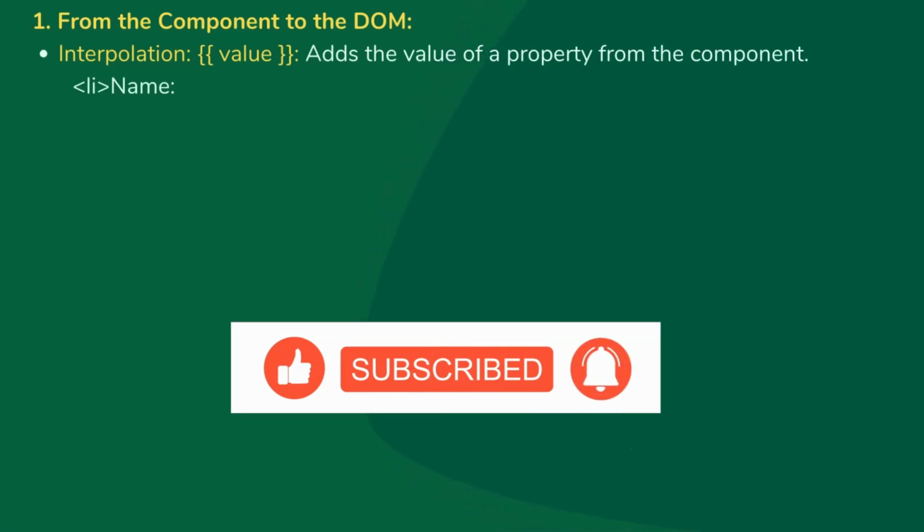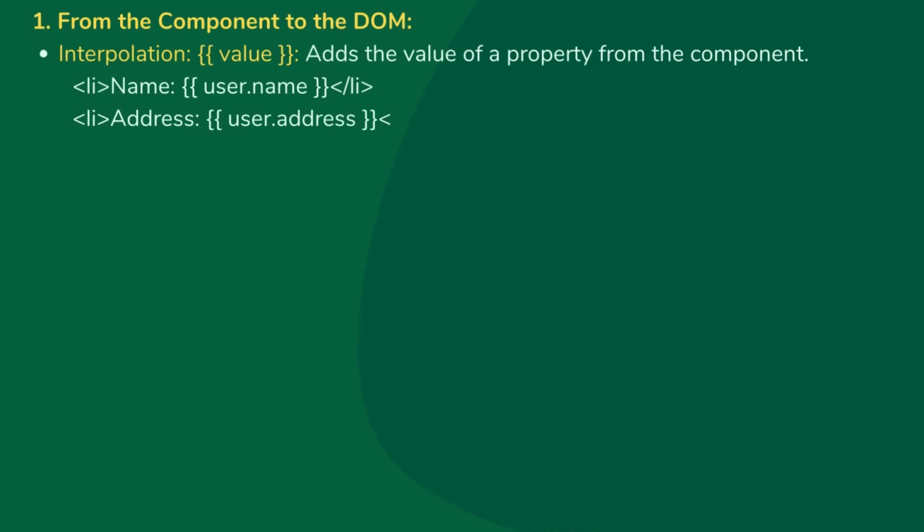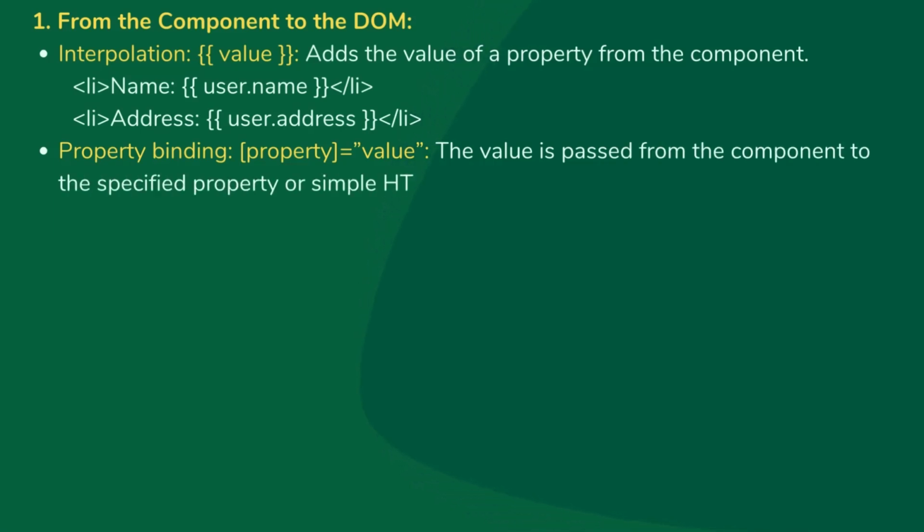We get name from user.name value as interpolation. We get address from user.address value as interpolation. Property binding: property equals value. The value is passed from the component to the specified property or simple HTML attribute. In the email input, here value is the property and the value is user.email.